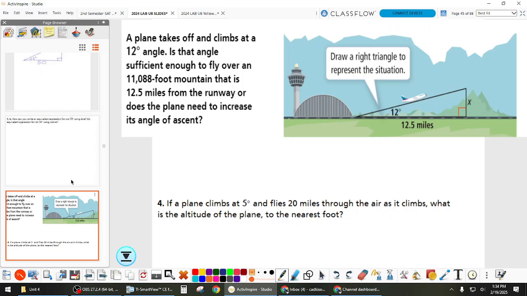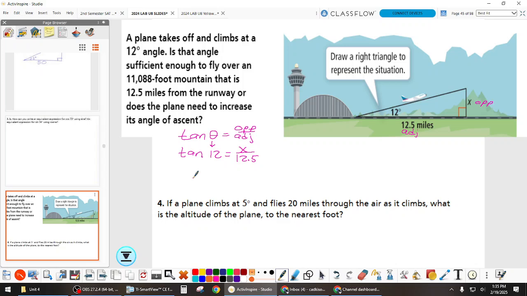All right, we have our picture. So we're given this 12. Let's identify what x is. What is that called compared to the 12? That's opposite. And 12.5, that's the adjacent side to the 12. So we have opposite and adjacent, which is which one? Tangent. Yeah, so we're going to write tangent is opposite over adjacent. So in this case, theta becomes 12. Opposite is x, and adjacent is 12.5.